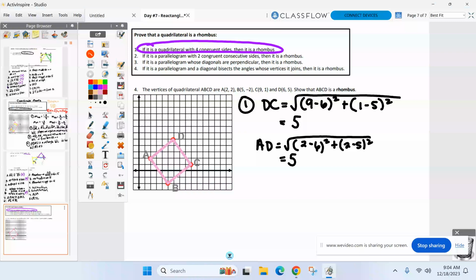I do need to see work too. Some of you slicksters here, it should be 5, so you just might write the number 5 and that's it. I need to see what you're plugging into the distance formula at least.